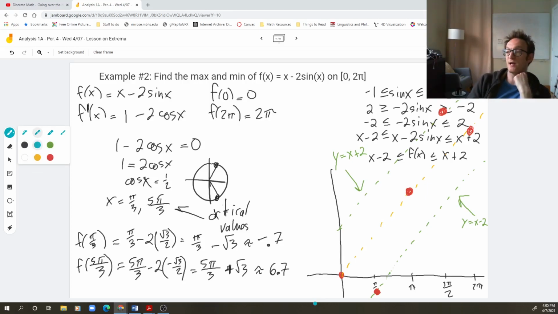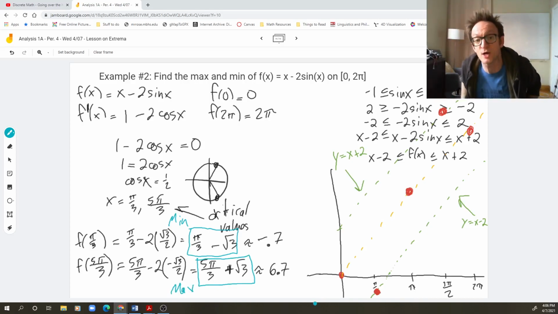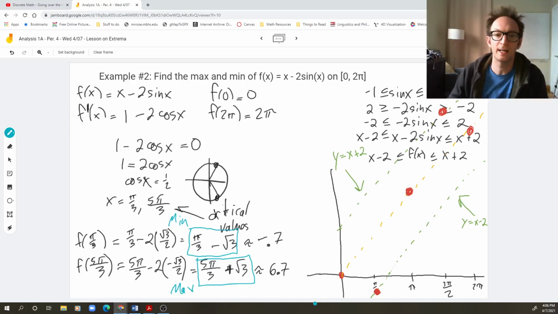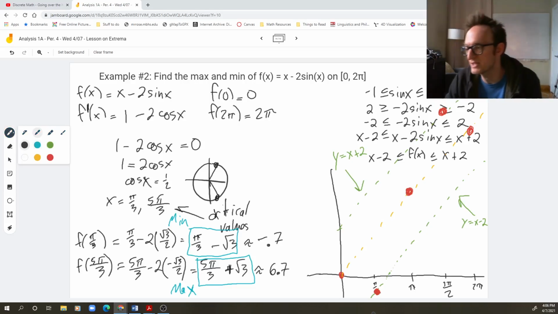What was the question? Find the max and the min. And the answer is that this is going to be the minimum. This is certainly less than 0. And this is going to be the maximum. So in this case, for this function on this interval, the absolute maximum and the absolute minimum are not at the endpoints, but are in fact at relative extrema.